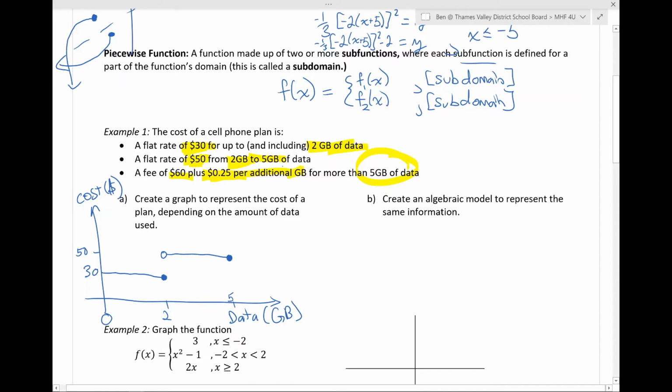And then $60 plus, here we need to be careful, plus 25 cents per additional gigabyte for more than 5 gigabytes of data. So we would be looking at something that looks like here a bit of an empty circle and a very slow increase as it goes off. Okay, so this here, what we've just sketched, is what we call a piecewise function, where it uses one input for a certain part of its domain, and it uses a different input for another part of its domain, and it uses, in this case, a third input for another part of its domain.